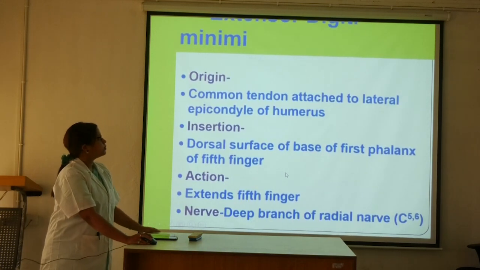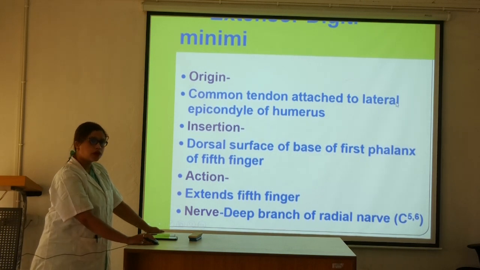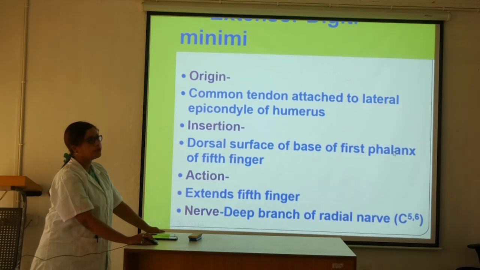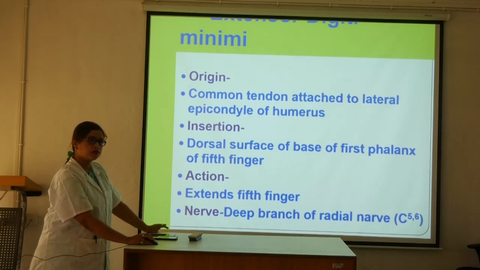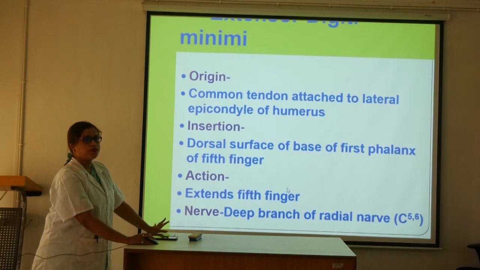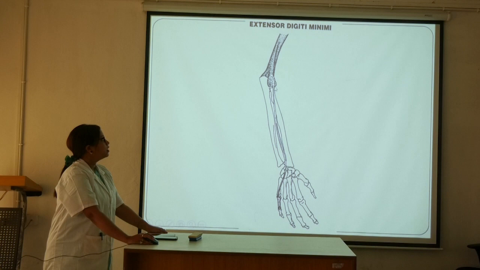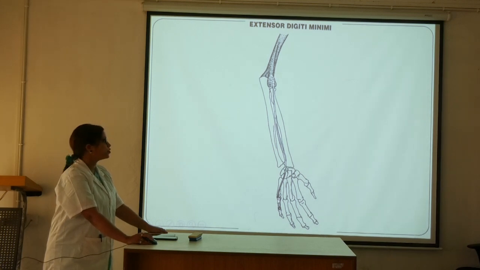Okay, this is the digiti minimi. So where is the origin? Common tendon attached to the lateral epicondyle of humerus. Okay, and where is it inserted? Base of the first phalanx of the fifth finger. Although it is the first phalanx, it is the fifth finger. And the main action is extending the fifth finger. So this is the digiti minimi, from the lateral epicondyle origin and insertion to the first phalanx of the fifth finger.